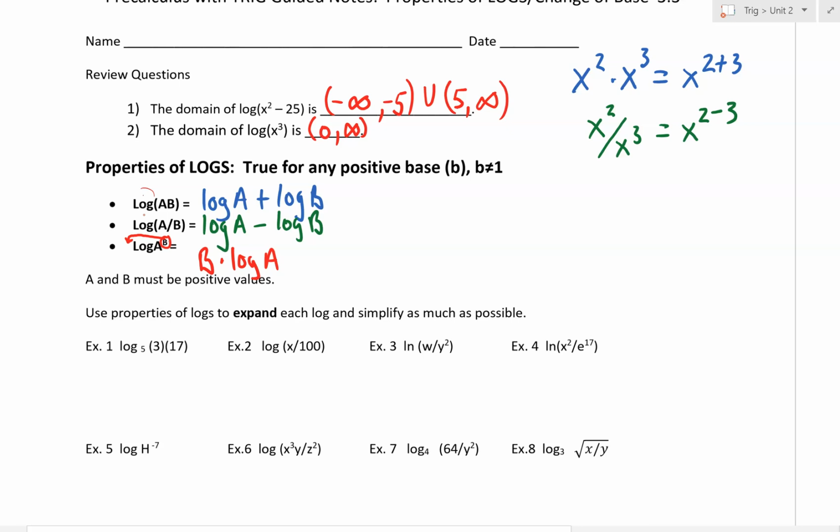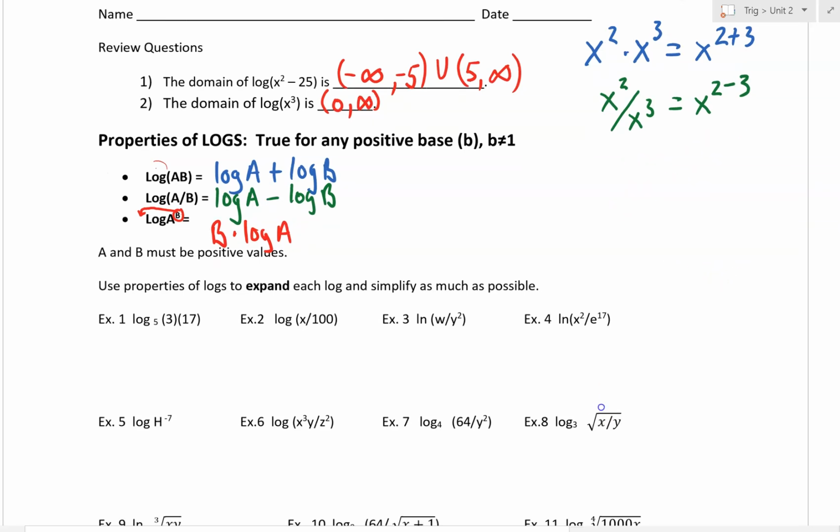Also, A and B have to be positive values here, and that makes sense, because if I have log of negative 10 equal to something, well, that means 10 to some power has to equal negative 10. Well, there is no power. This would be something that doesn't work. That's why they have to both be positive values.